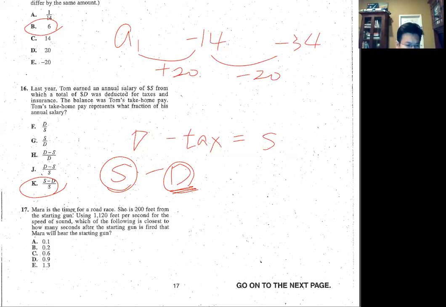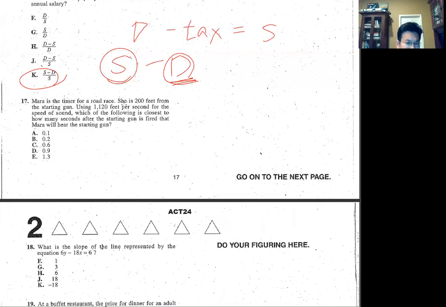Problem 17: a timer for a road race, 200 feet from the starting gun, and then the second. So the distance is 200 feet, and the speed is this much. The sound travels until a button closes. How many seconds after the starting gun was fired do you hear the sound?